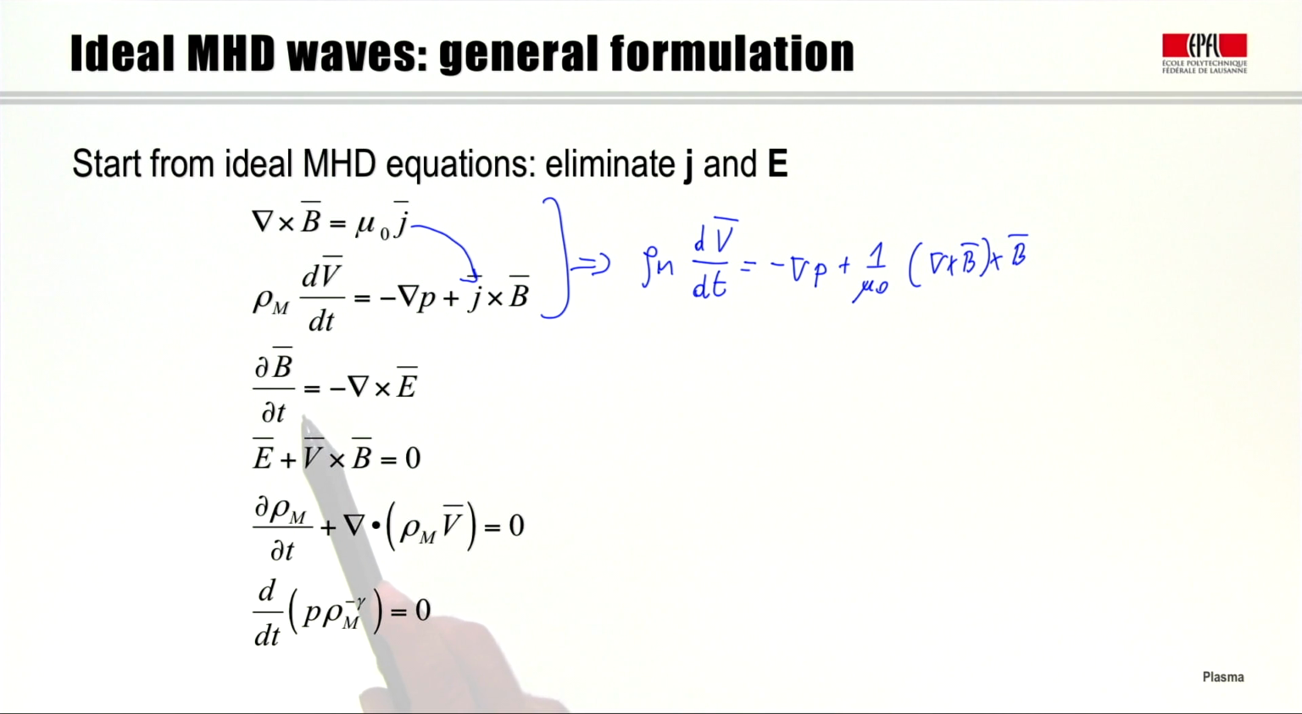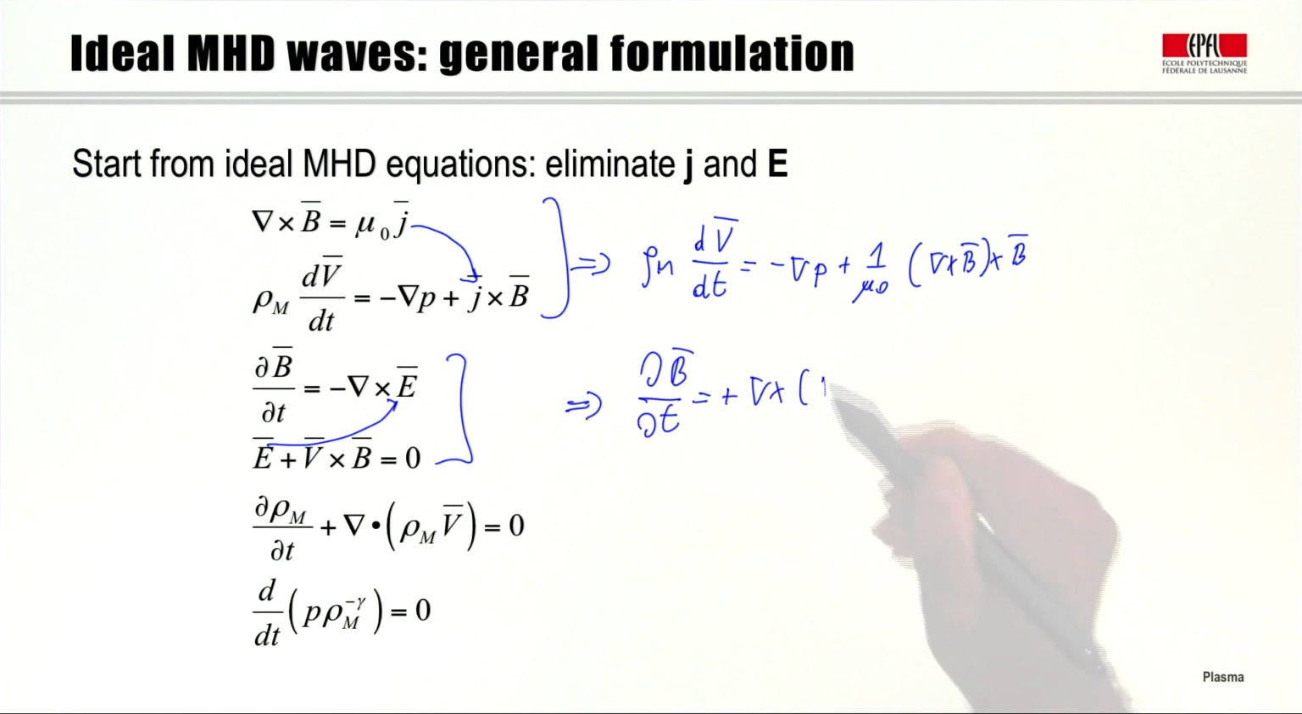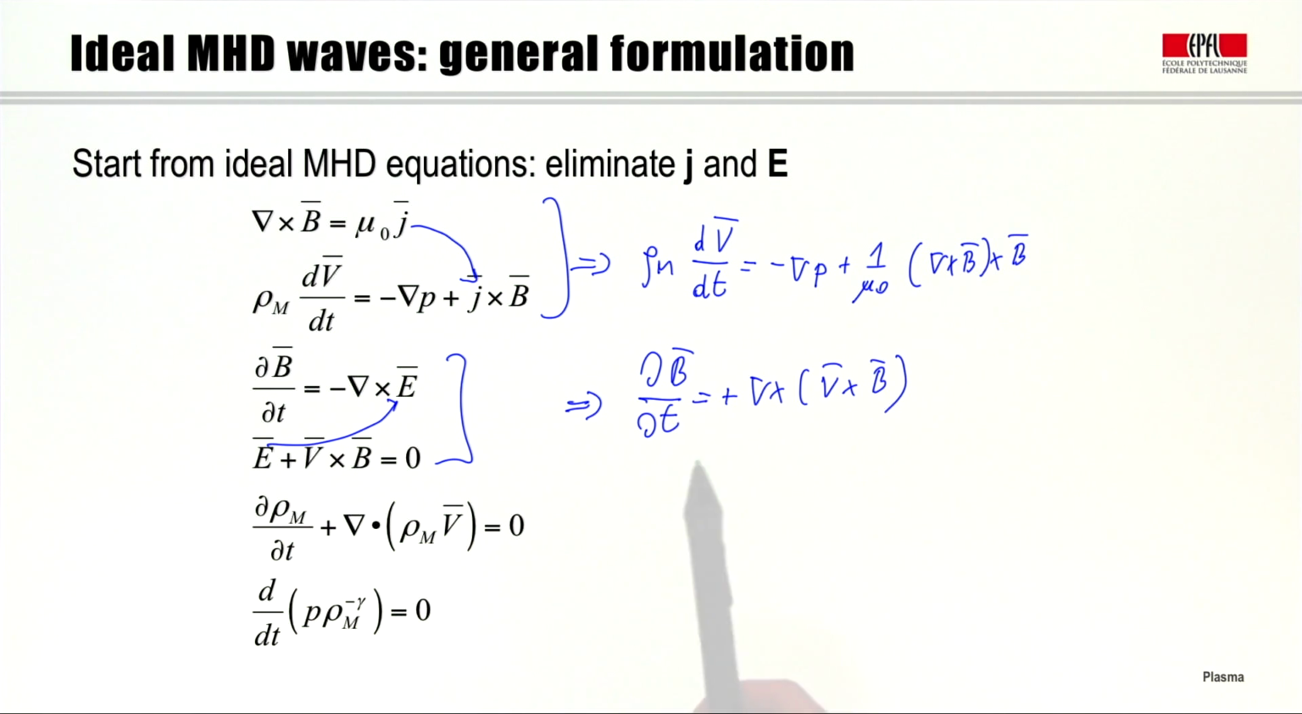We have then Faraday's law and the ideal Ohm's law. We can take the electric field from the ideal Ohm's law and put it into Faraday's law. So what we have is dB/dt equal to the curl of V cross B. We then have the continuity of the plasma mass and the equation of state.